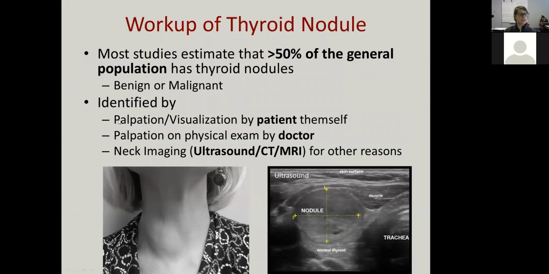In general, we know that thyroid nodules happen in about 50% or more of the general population, being either benign or malignant, as you well know, identified either by the patient himself, by the doctor, or certainly based on neck imaging for other reasons, that being ultrasound, CT, MRI, in patients who are getting scanned for other reasons.